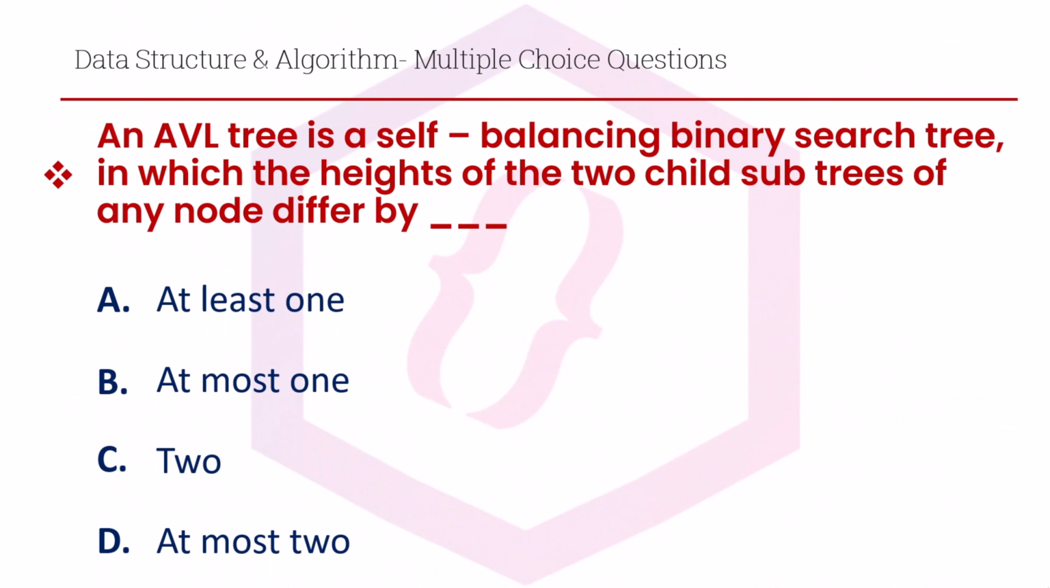An AVL tree is a self-balancing binary search tree in which the heights of the two child subtrees of any node differ by option A, at least 1, option B, at most 1, option C, 2, option D, at most 2. The correct answer is option B, at most 1.